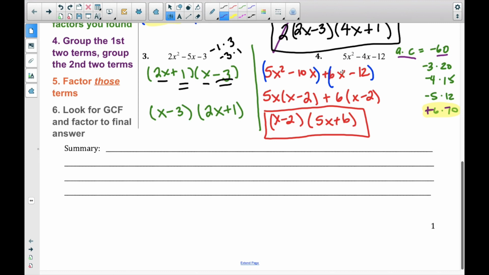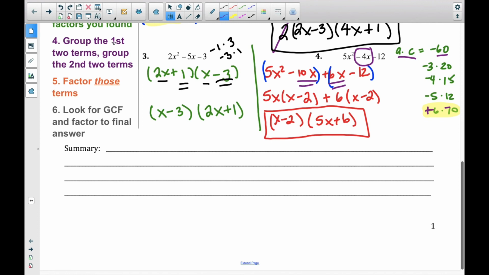I came up here, I split my negative 4x, I split it into a negative 10x and a positive 6x. Then I grouped the first two together and I grouped the second two together. In the first group, a 5x factors out. Factor out my 5x, left with x minus 2. Second group, factor out the 6. I have 6 times x minus 2. Then my common factor is x minus 2. It showed up both places, so I have x minus 2. My other one is 5x plus 6.